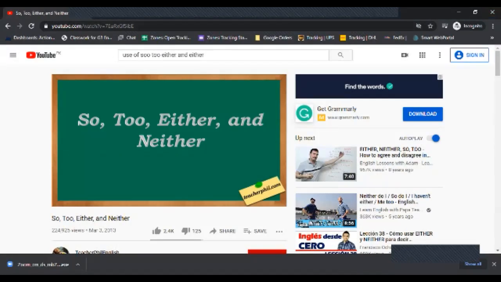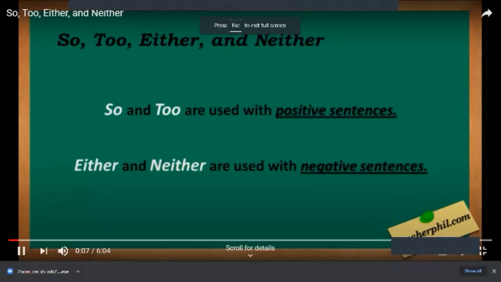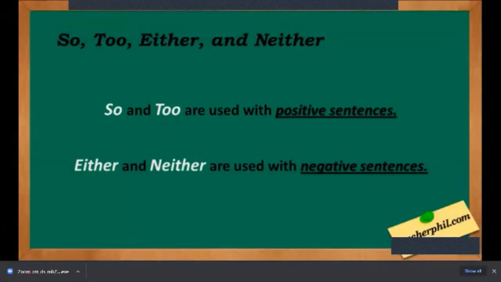2, either, and neither. The major difference between the use of so and to either and neither is that so and to are used with positive sentences, while either and neither are used with negative sentences.